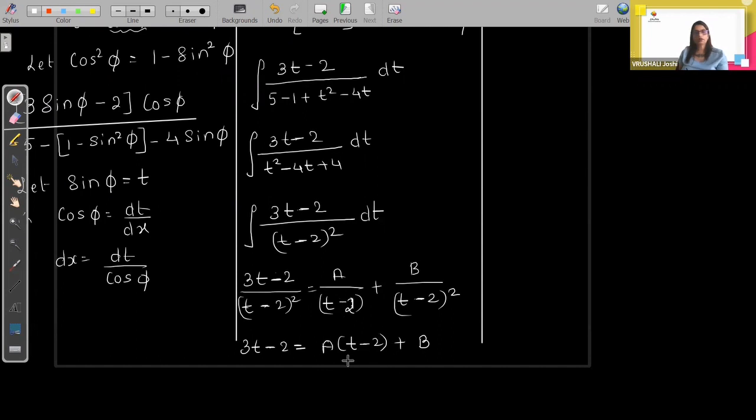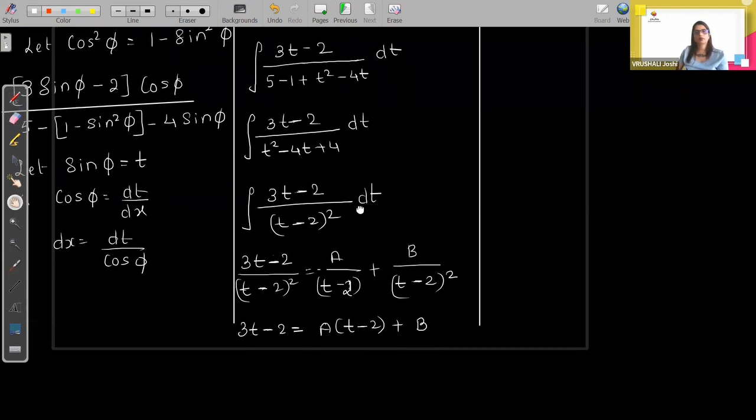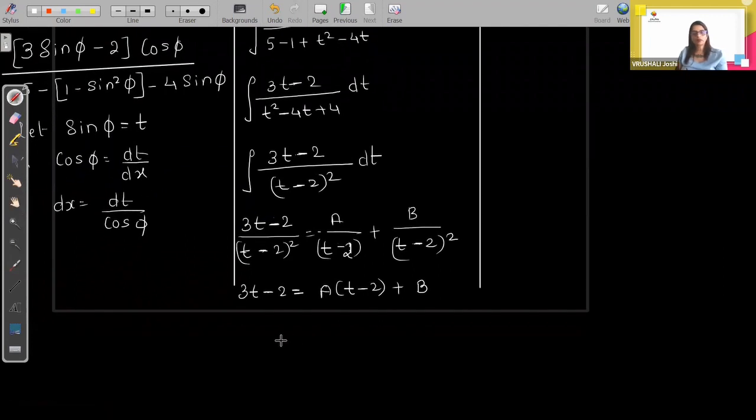तो क्या करेंगे now? I think we know now, correct? तो a की value कितनी आएगी? Okay, now find out the value of a. A value we can find out by taking t equal to 2, correct? So taking t equals 2. If t is equal to 2, 3 2 that's 6 minus 2 is equal to, this is going to be 0 plus b. So 4 is equal to b.